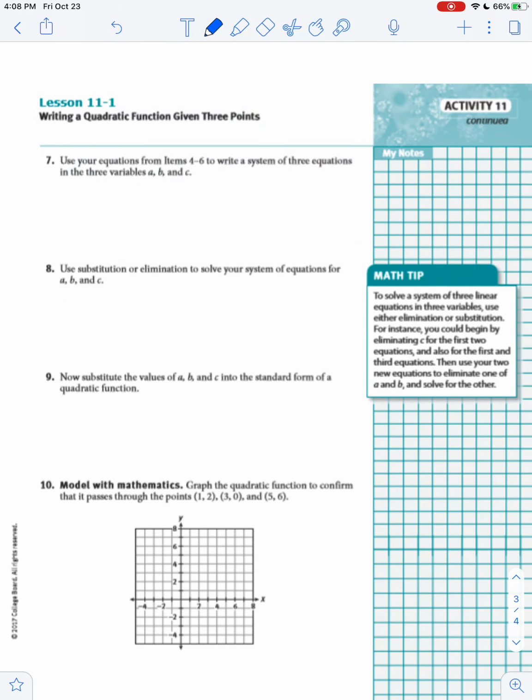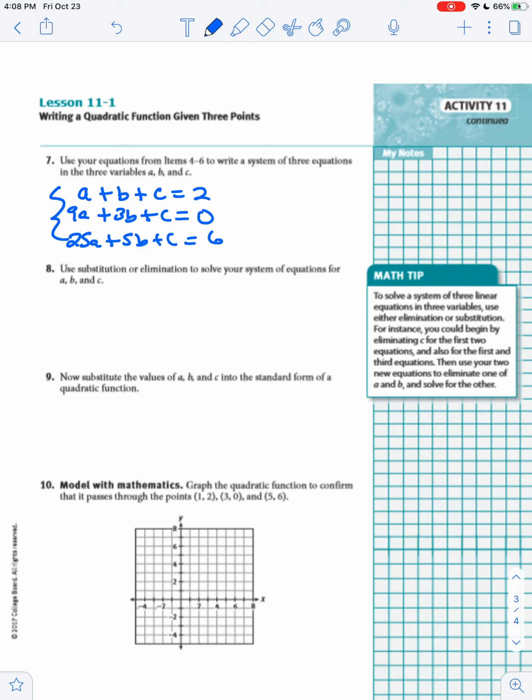All right. Now, let's take those 3 equations and put them together in a group here. A lot of times when you see a system of equations, you'll see it written with a big brace. So our first equation was a plus b plus c equals 2. Then we had 9a plus 3b plus c equals 0. And finally we had 25a plus 5b plus c equals 6. And that's what we want to solve.